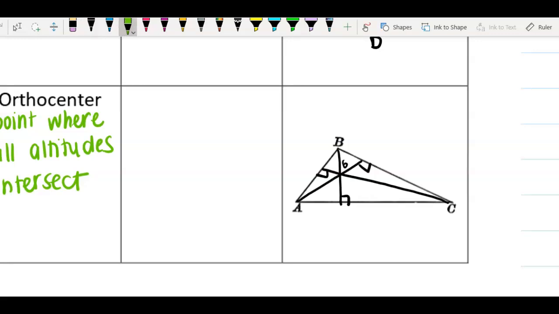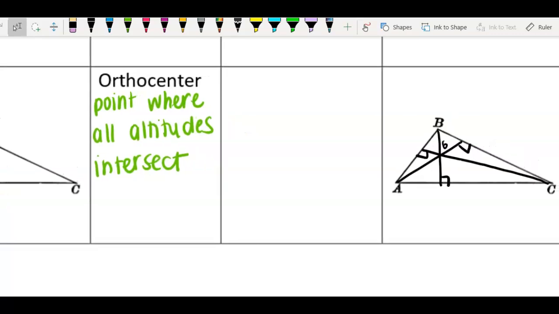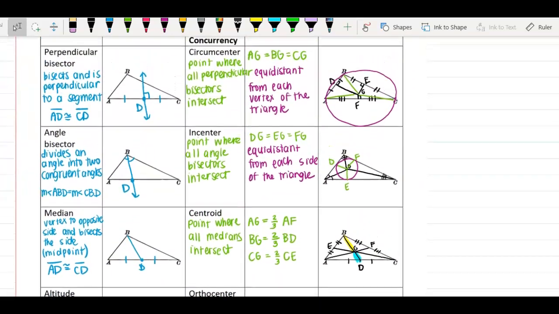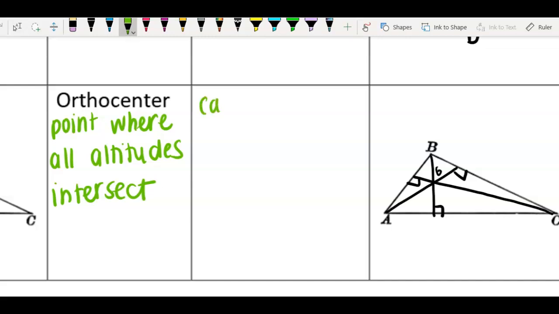The only special relationship of an altitude or an orthocenter is that they can be outside of the triangle, just like the circumcenter could be. So that's the only special characteristic. Can be outside of triangle.